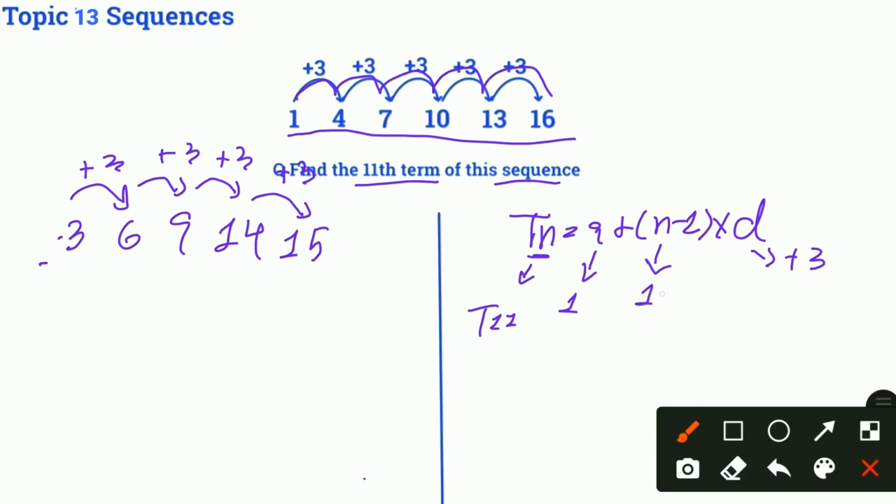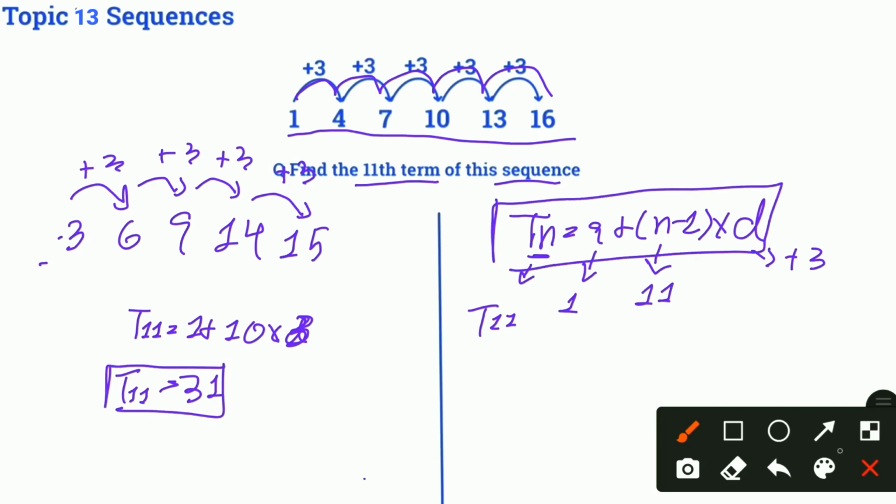n is the total number of terms, so it's 11. Right now I want to find the position of the 11th term. So 1 plus 10 multiplied by 3, and it's going to be 31. This is the 11th term. Okay, this is the formula for the sequence. You need to remember this.